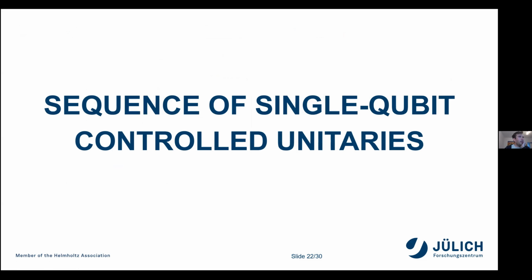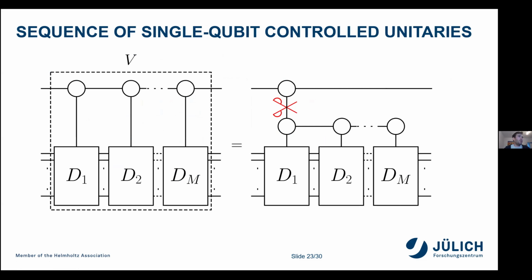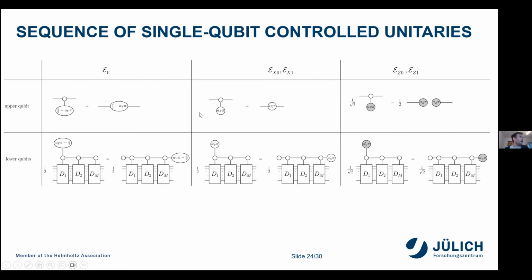Yes. And now as a last example, I want to show a sequence of single qubit controlled unitaries. In particular, here we have one control qubit and many controlled unitaries. And we use the fusion rule to rewrite it like this, such that we can separate the control qubit from the rest with a single wire cut. And again, this gives different diagrams.